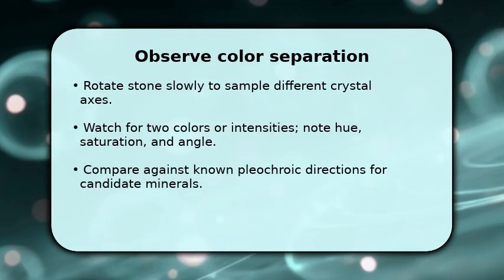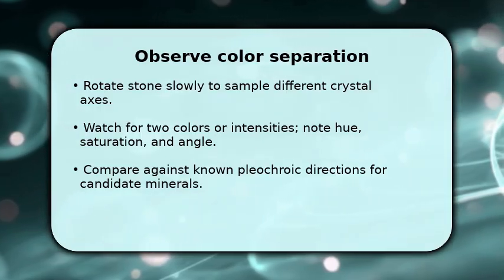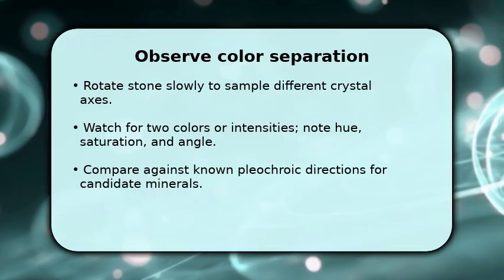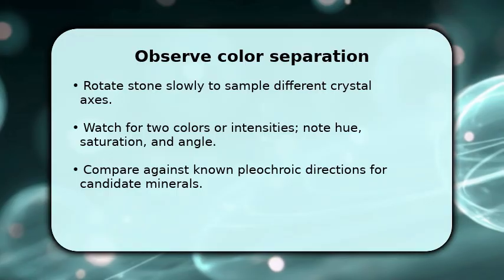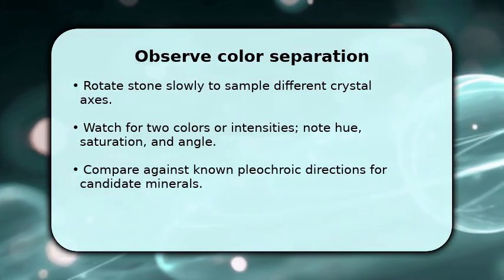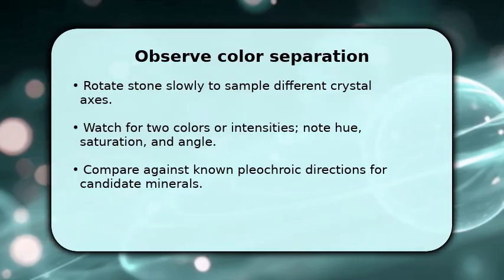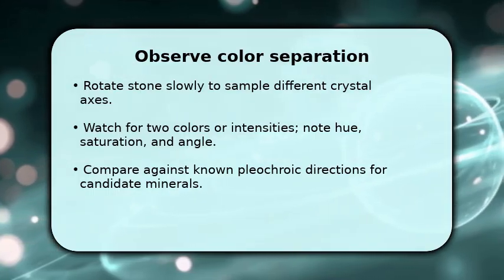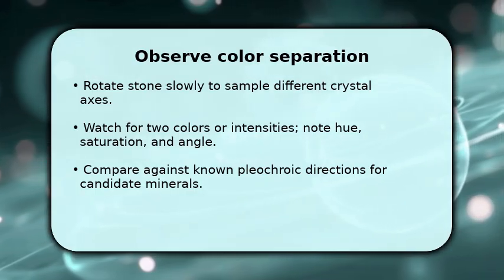As you turn, observe whether two distinct colors or just intensity changes appear, record hue and saturation differences, and at which rotation angle they occur. Once you see consistent color pairs, compare those observations to expected pleochroic behavior for likely minerals. Make sure to test multiple orientations because pleochroism is directional and can be missed if you only view one axis.